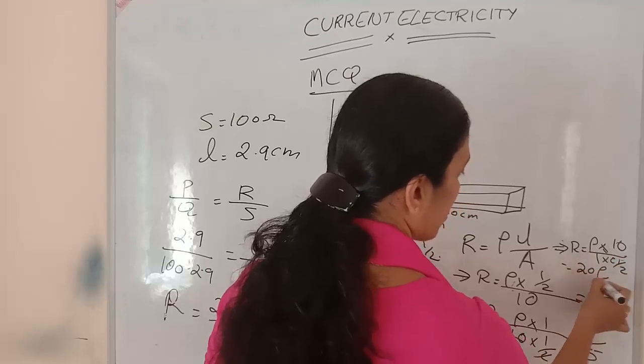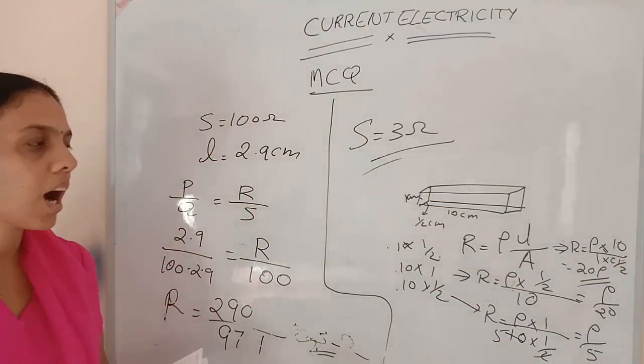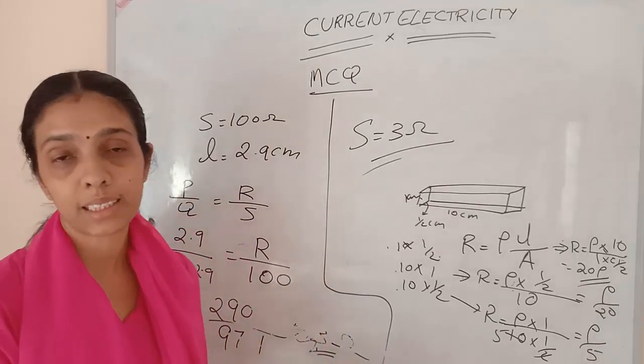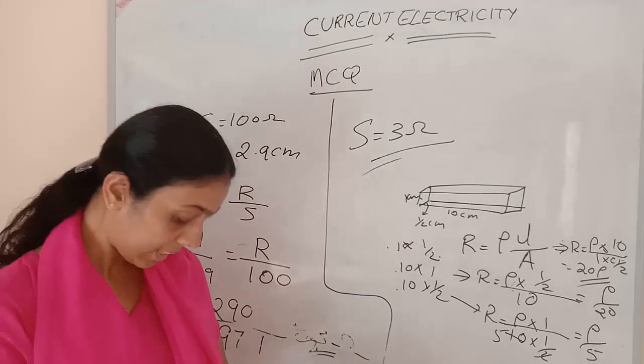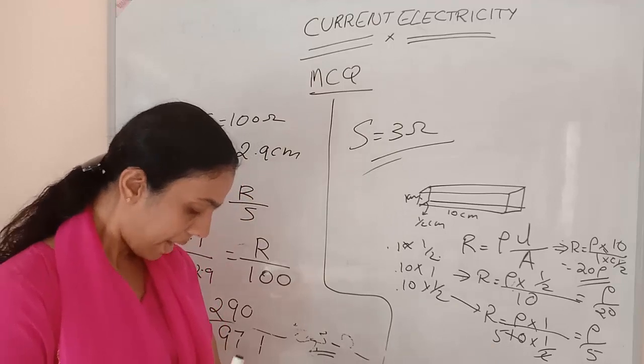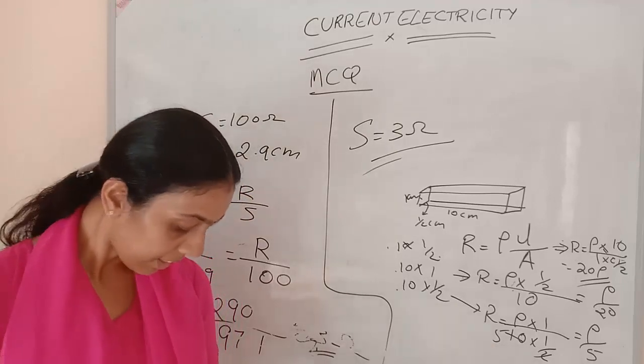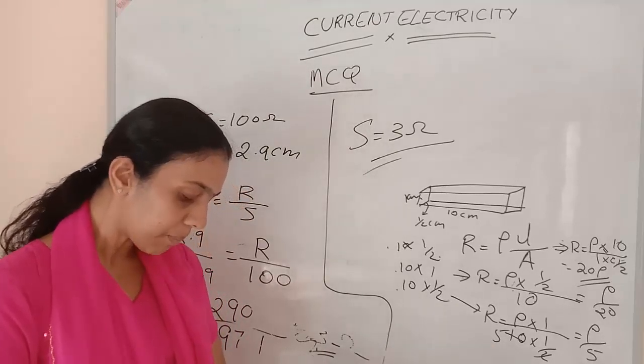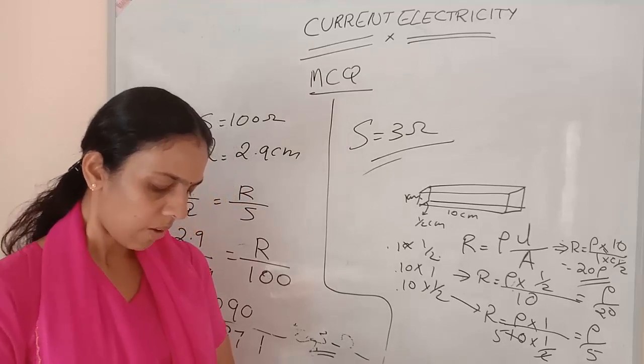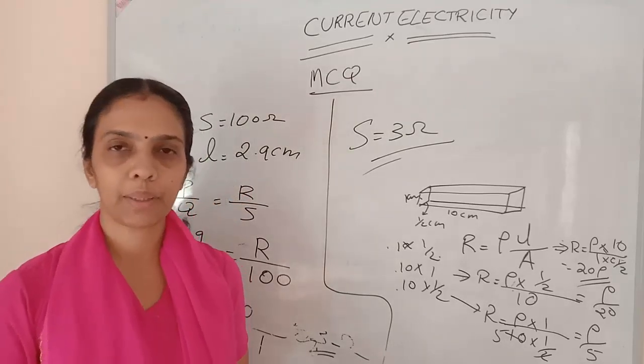20 rho. So which is having maximum R? See, 1 by half centimeter, 20 rho is maximum. So that is the maximum value. So the answer will be: maximum when the battery is connected across the 1 centimeter, half centimeter face.